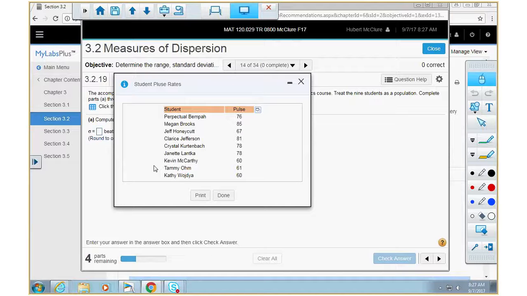You don't have to write down their names. Just write down PB, MB, JH, and write down the pulse rates. Okay? Go ahead and write that down. I'll blow that up for you. Thank you. Is it exactly the same? Yes. Good kid.